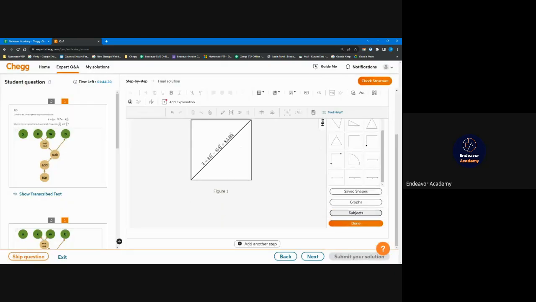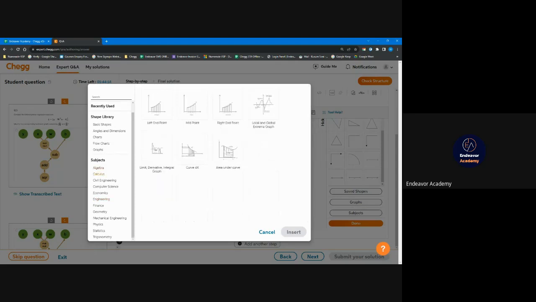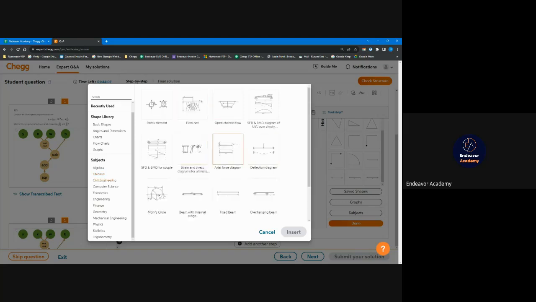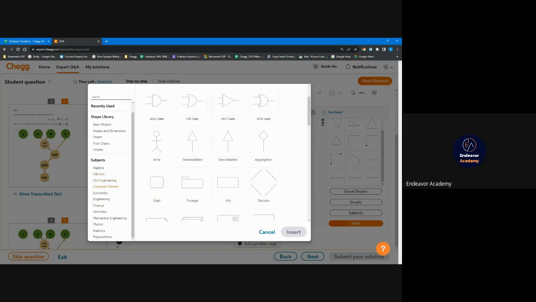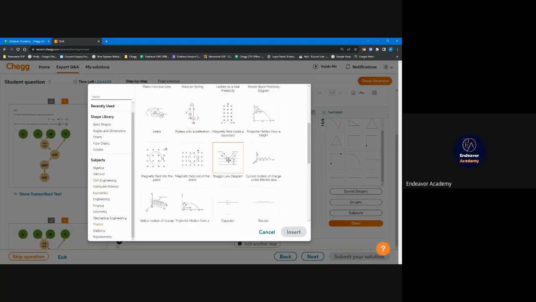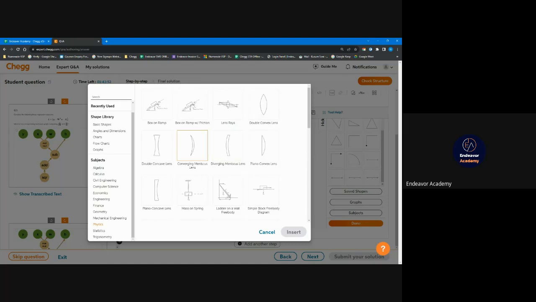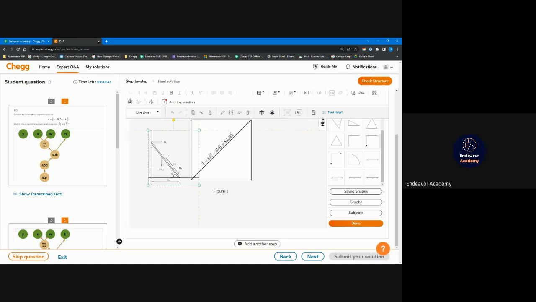And here one option is also there, subjects. So in the subject section, you can see all the diagrams related to the subjects already there in the portal. If I click on algebra, it will show me some pre-drawn algebra diagrams, calculus. This is civil engineering, some pre-drawn diagrams. This is computer science, economics, and physics. So the basic diagrams that are used very frequently are already pre-built. If I want to insert anything, I will click here and then click insert. So it will insert that into my drawing window. Okay, so this is how a diagram should be inserted.